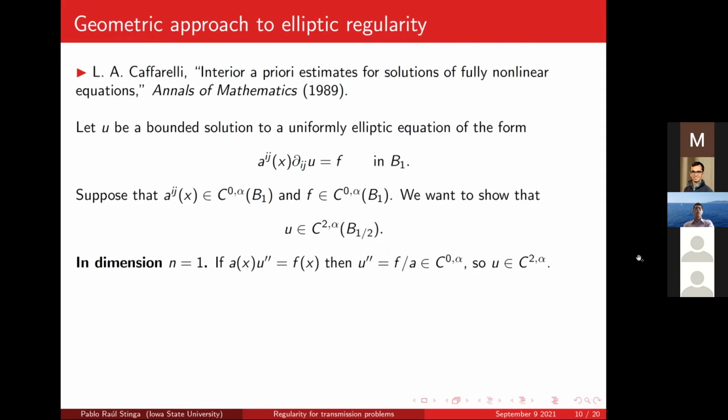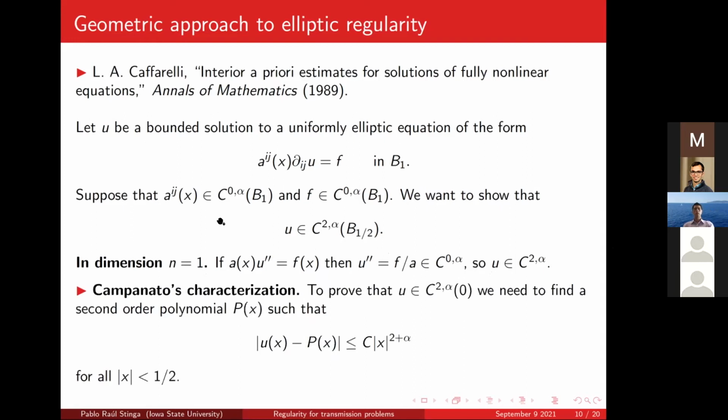Now the question is, how do you prove that? Well, you need to know what does it mean to be C2 alpha, right? Well, it means that the second derivatives are Hölder continuous, right? But another way of looking at that more geometrically is, say you want to say that U is C2 alpha at the origin, at that point, the origin. Then what do you need to prove? You need to prove that U detaches from some quadratic polynomial in a C2 alpha way, right?